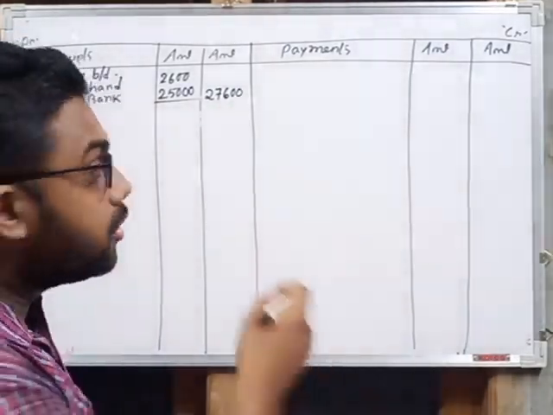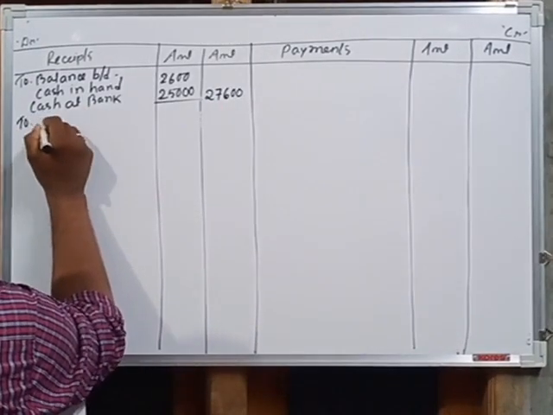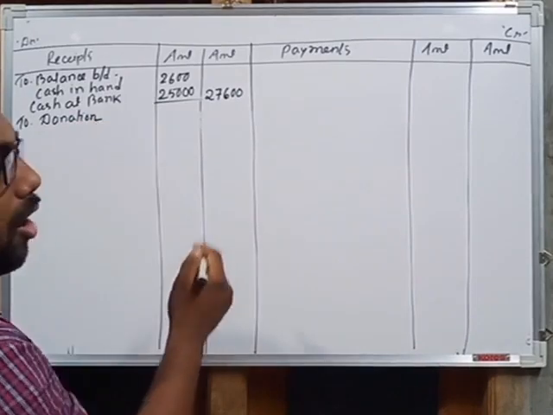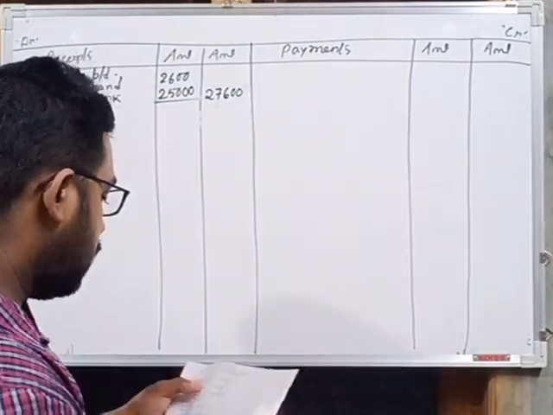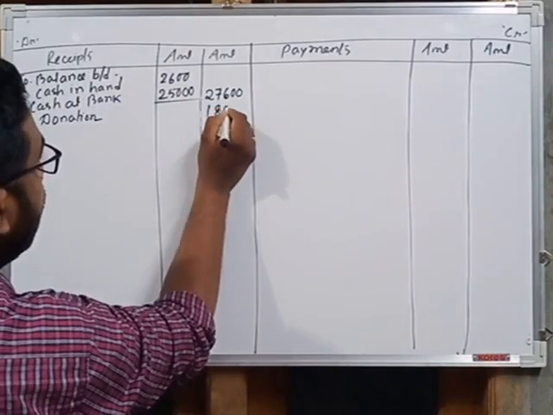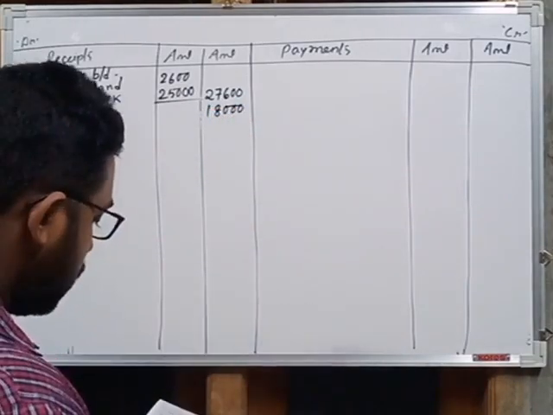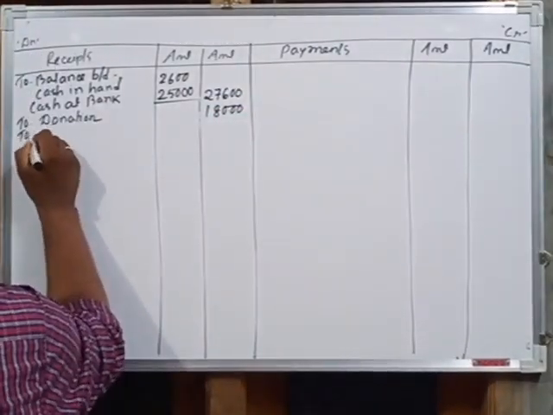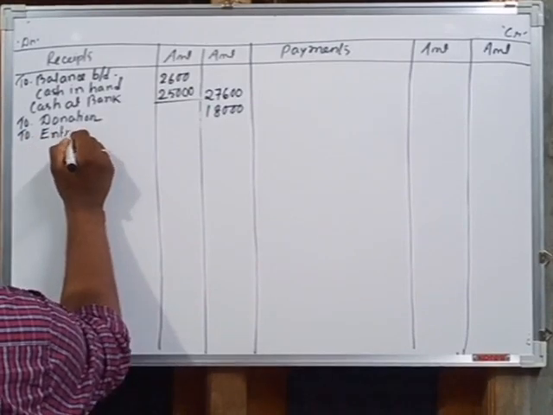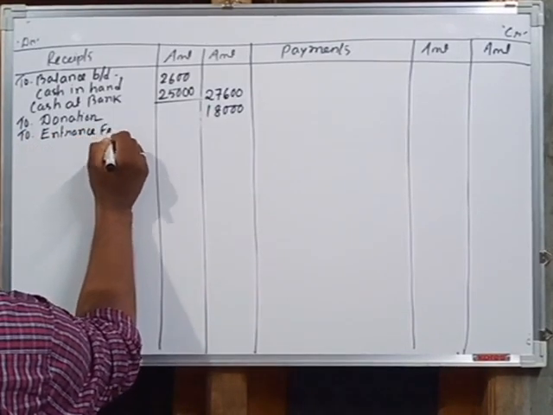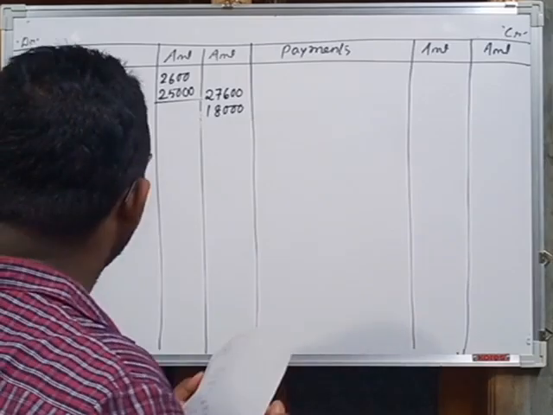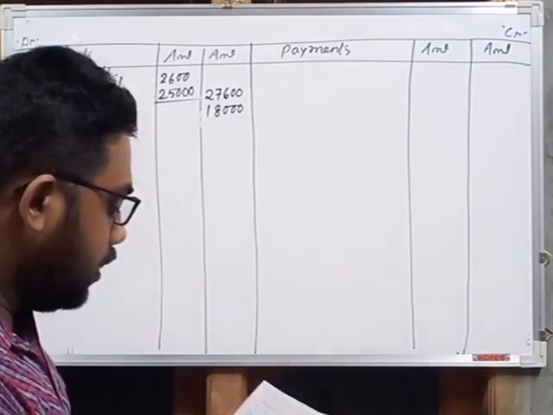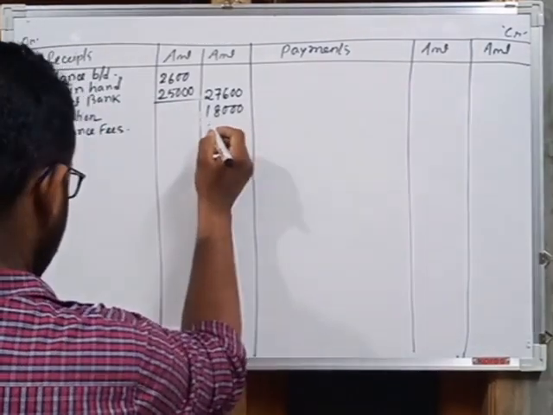Next, donation receipt. It is a receipt, so it will come in the receipt side. To donation. You can write donation only, or you can write donation receipt. The donation is rupees 18,000. Next, entrance fees receipt. It will come in the receipt side. To entrance fees. You can write only entrance fees, or you can also write entrance fees receipt, and the amount is rupees 6,000.